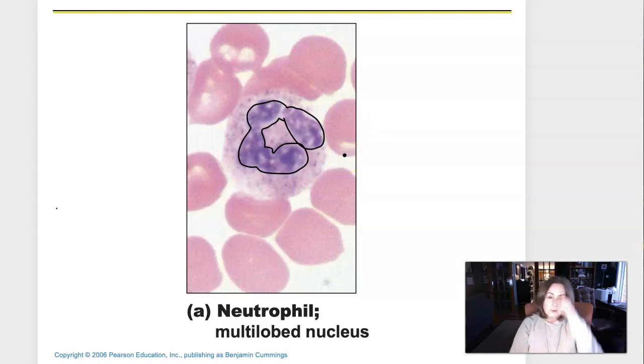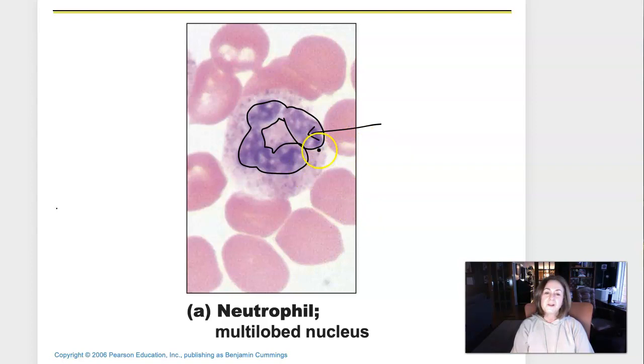But I would say, if you're looking at this in lab, you're definitely going to see neutrophils because it's the most common type of cell. Look for a nucleus that has 2 to 3 segments, and it doesn't look the same in all of the cells, and you should be able to find it.